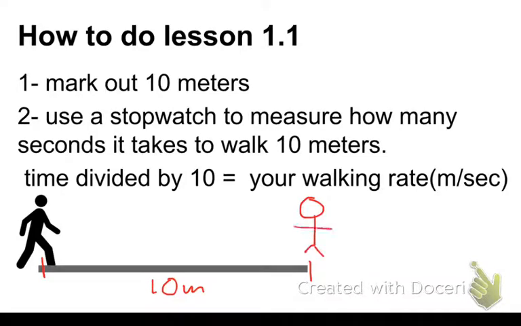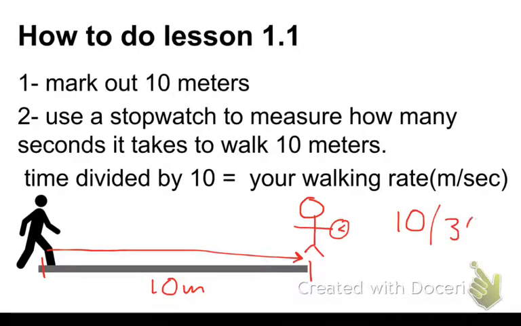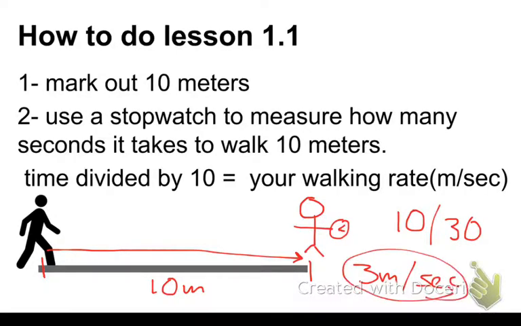stand on the other side with their stopwatch. And what you're going to do is start walking and take your time, okay, and divide it, take 10 and divide it by your time. So for instance, if it took you 30 seconds to go those 10 meters, you're traveling at 3 meters per second, okay? And find your constant rate.